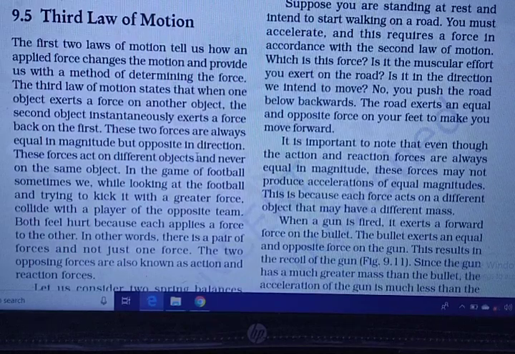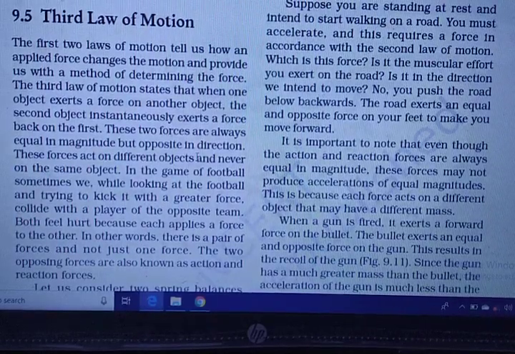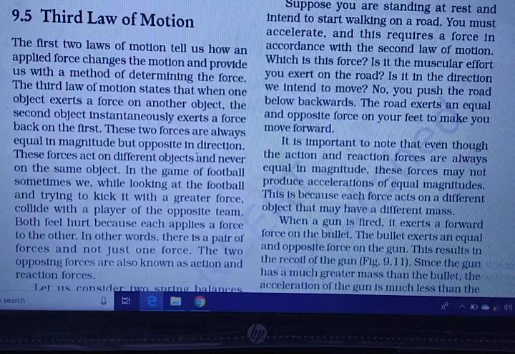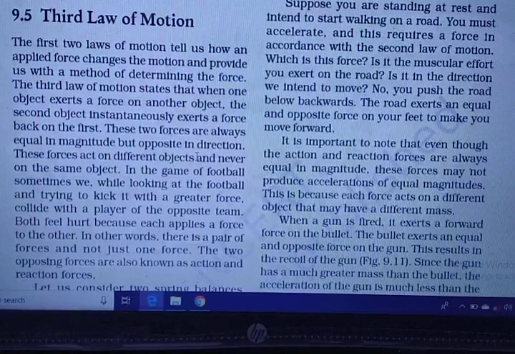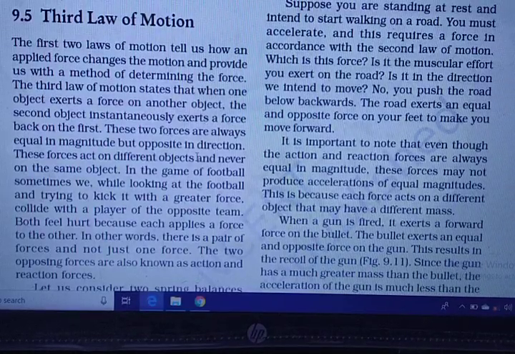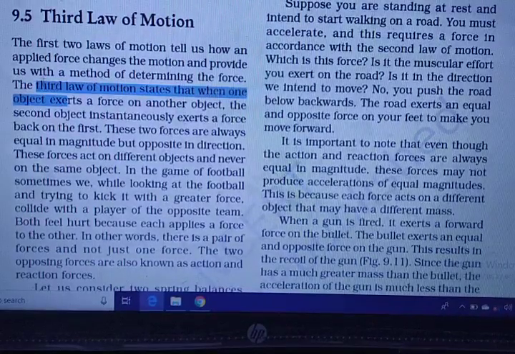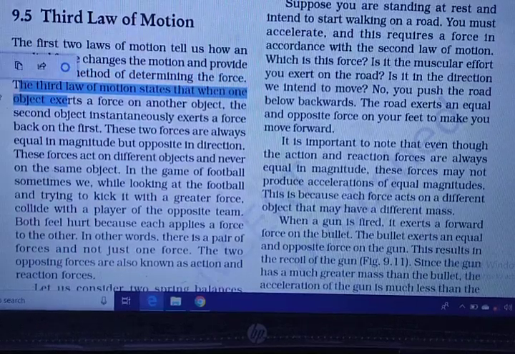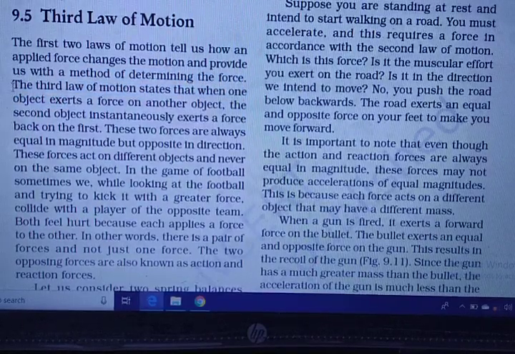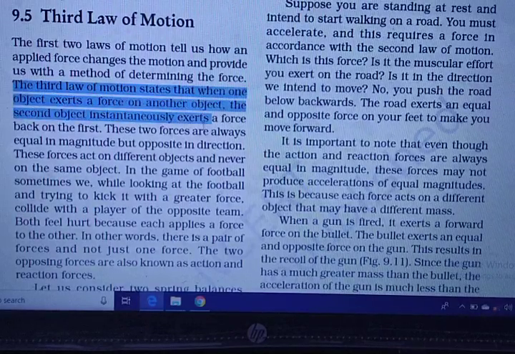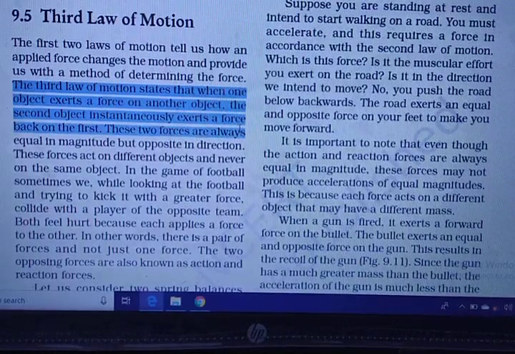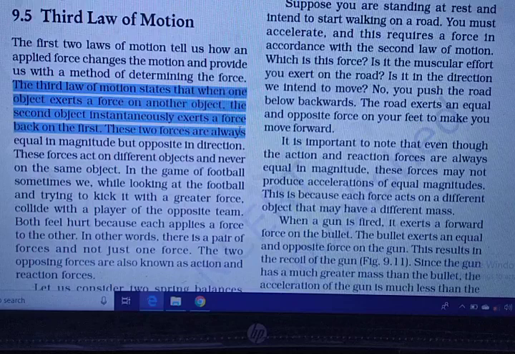What does it mean? Remember, whenever a teacher is slapping you, the teacher is also getting hurt. With the same force as they are slapping you, they are also getting hit by your cheek, right? You can read here, the third law of motion states that when an object exerts a force on another object, the second object instantaneously exerts a force back on the first. These two forces are always equal in magnitude but opposite in direction.